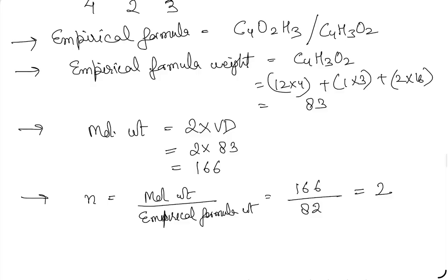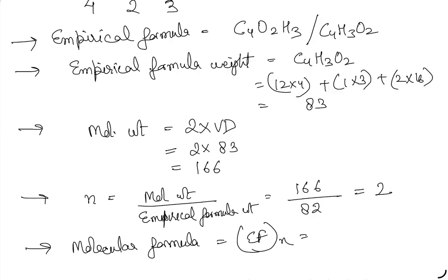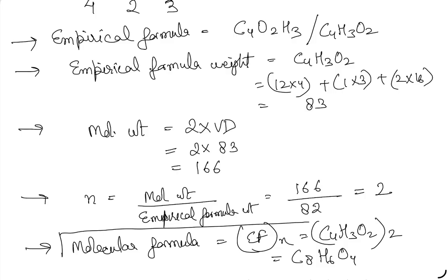So that means my empirical formula was C4H3O2. Now to calculate the molecular formula, which is the next step, I know the value of n, which is the empirical formula times n, C4H3O2 times 2. So I can write down C8H6O4. So this is my final answer.